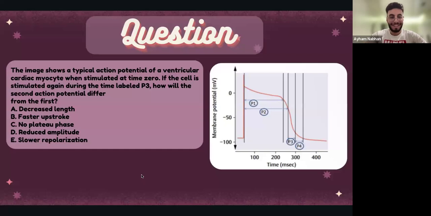Nice, really. We have different answers. We have D and B. What do you think, guys? Is it a faster upstroke or reduced amplitude? Okay, let me explain it before I answer, okay? Whoever answered wrong, you're going to get it correctly, inshallah. Let's just break it down.